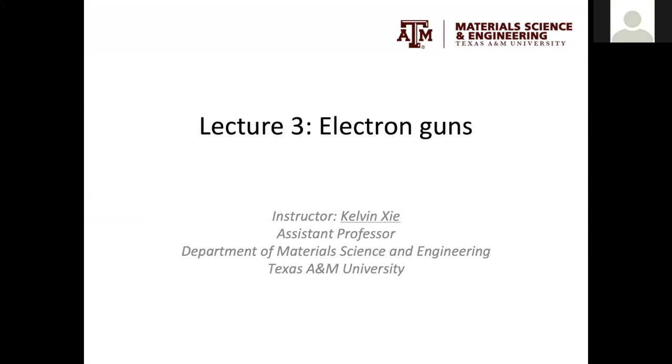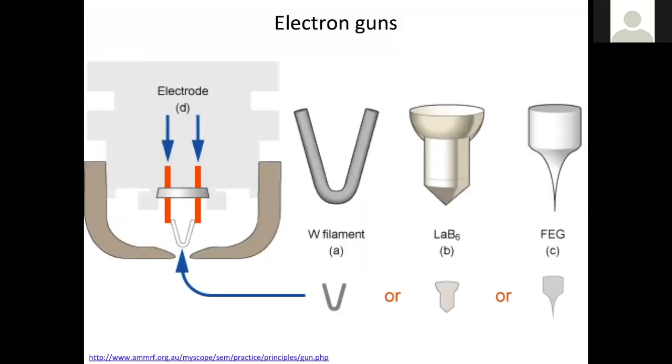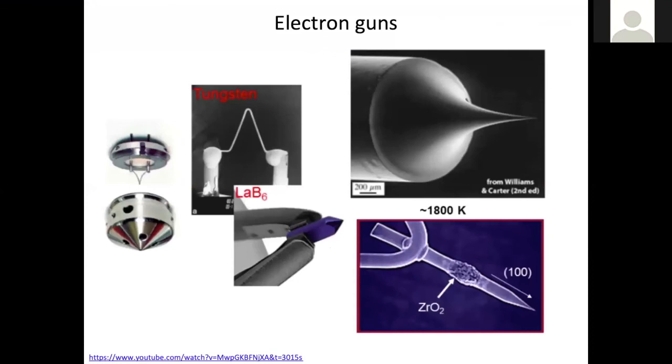So today we looked at electron guns. All we have done so far is draw the schematics. So what do they look like in real life? Oh, okay, sorry. These are also schematics. They show the tungsten filament, the LaB6, and the FEG. The next micrograph shows how they look in real life.